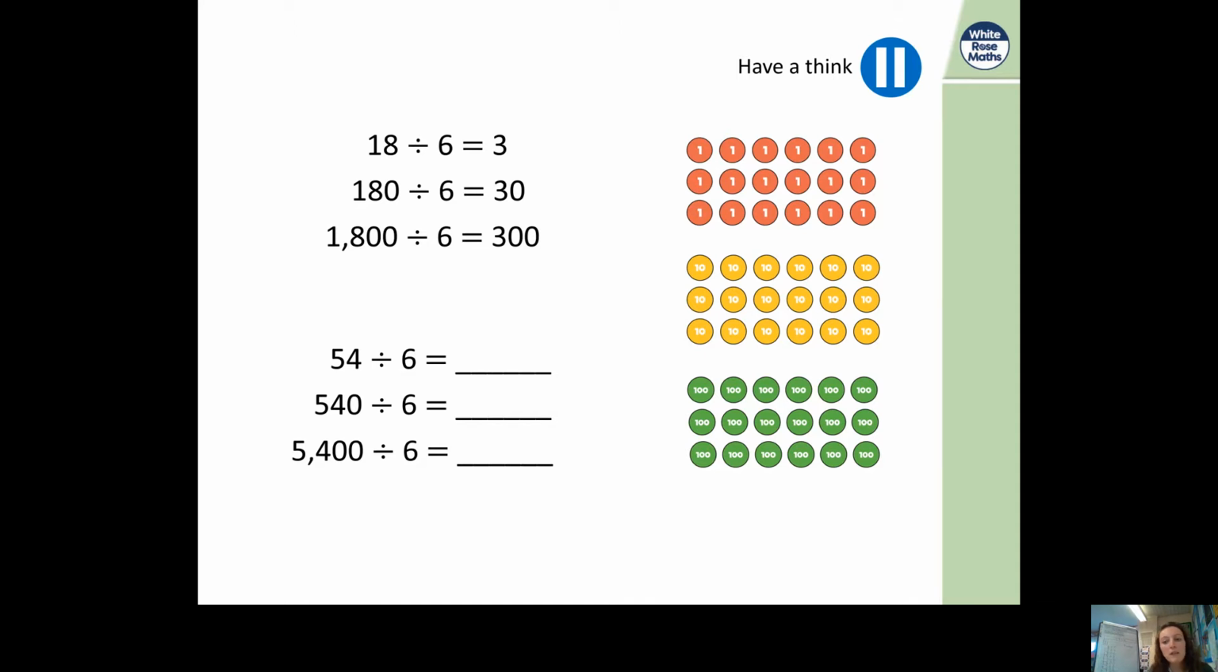Now grab your blue pens and we can go through the answers together. So 54 divided by 6, if you can use your 6 times table, you should know this is 9. So we're going to use this knowledge to help us now.